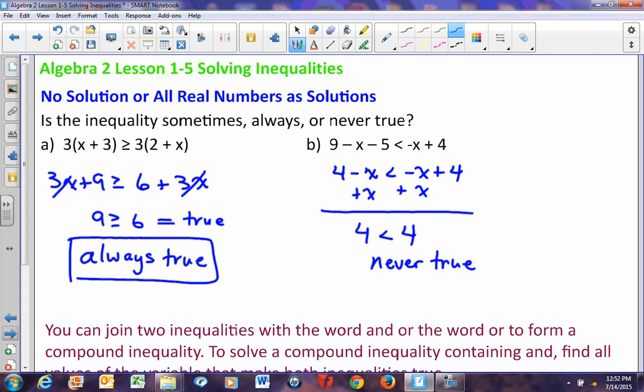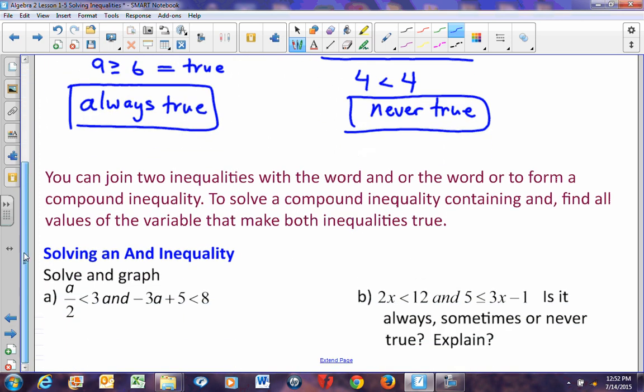Now, if we got a solution like x is less than 4, then that would be sometimes true, because whenever we put in a number that was less than 4 for x, it would solve the inequality. But if we put in a number that was greater than 4, then it wouldn't solve the inequality. So if it ends up to be a true statement, it's always true. If it ends up to be a false statement, it's never true. And if it ends up to be a solution like x is less than 6 or x is greater than 5, then it's sometimes true.